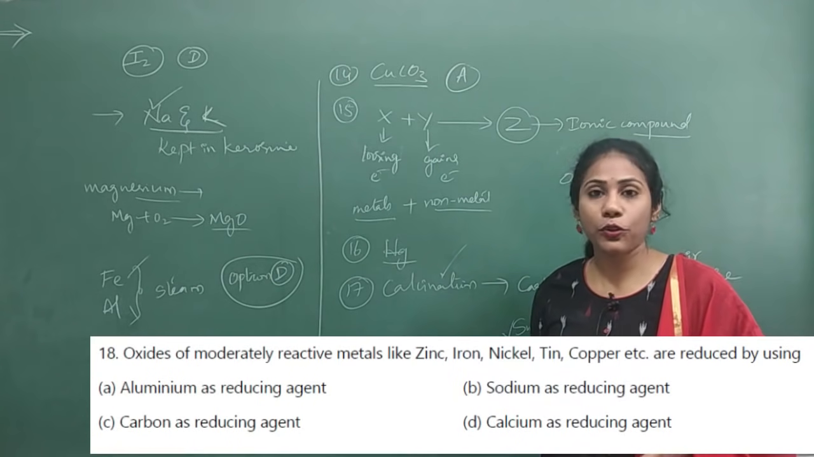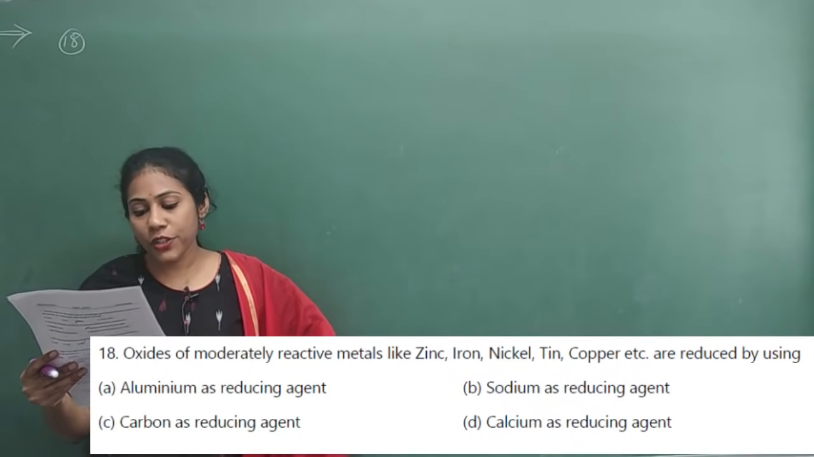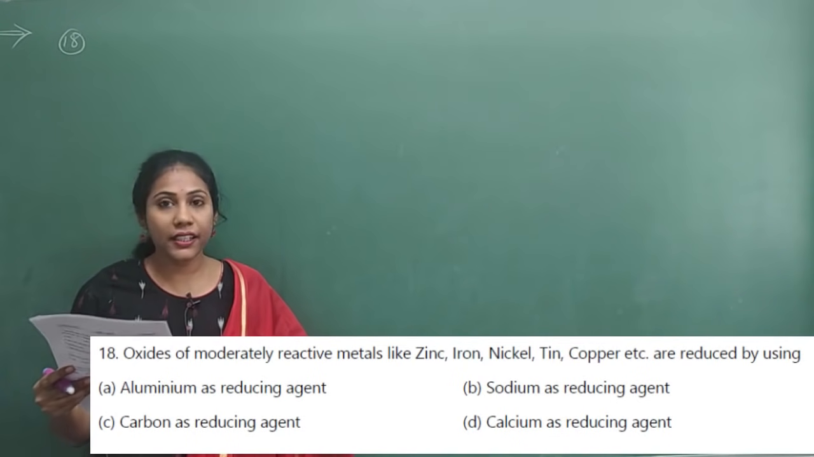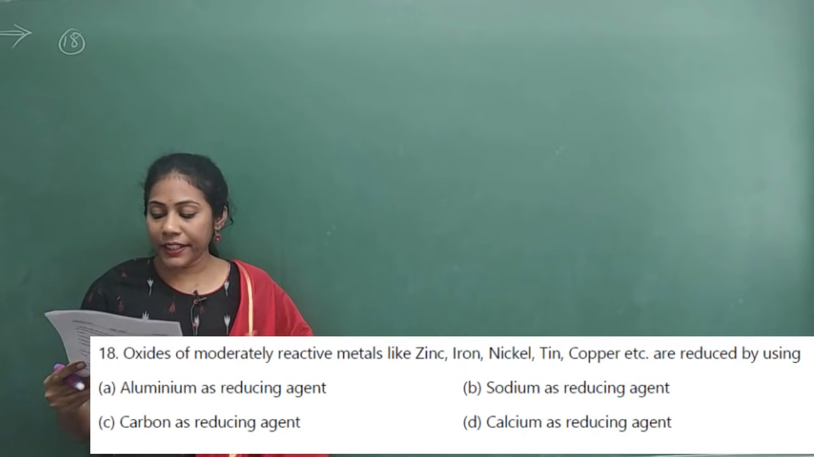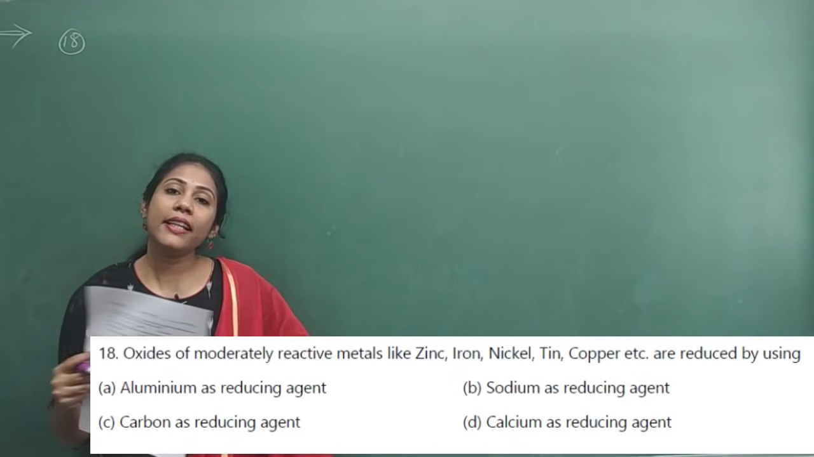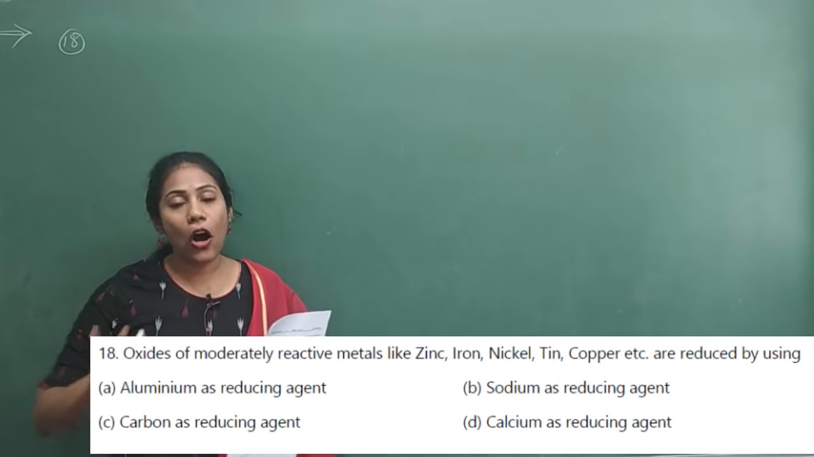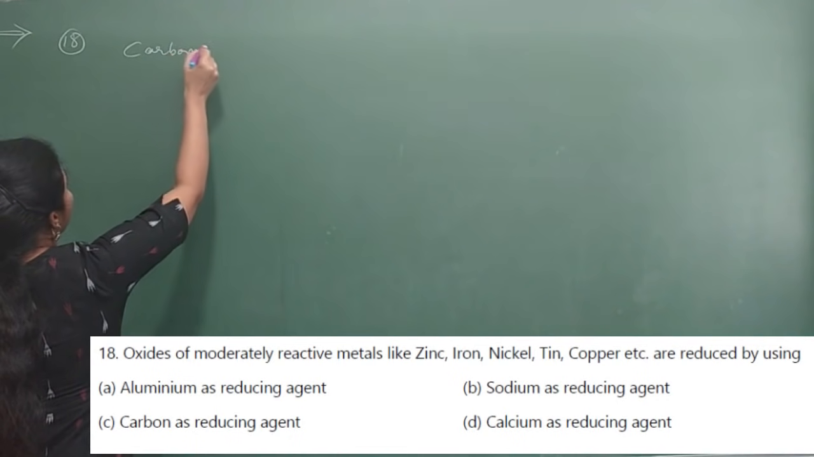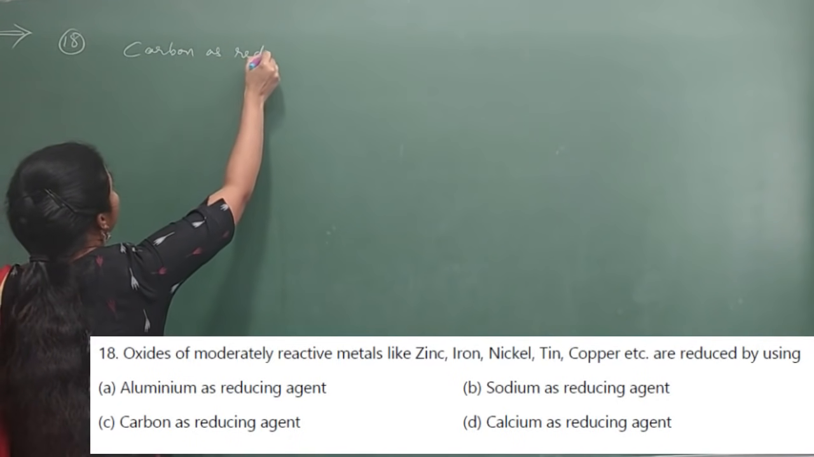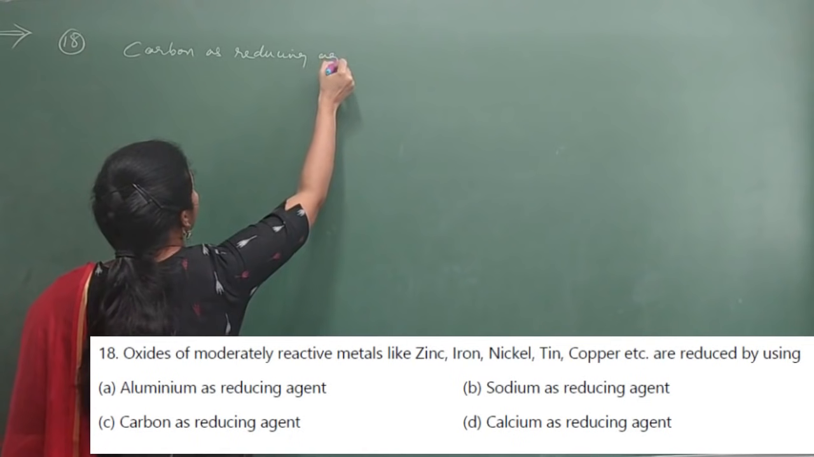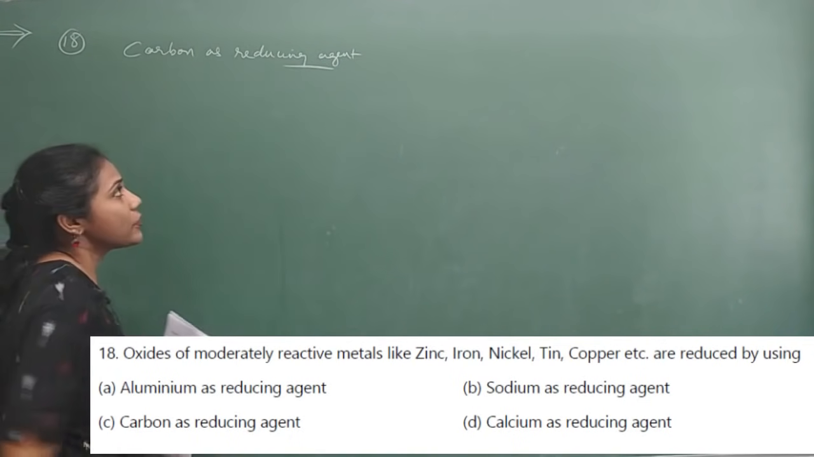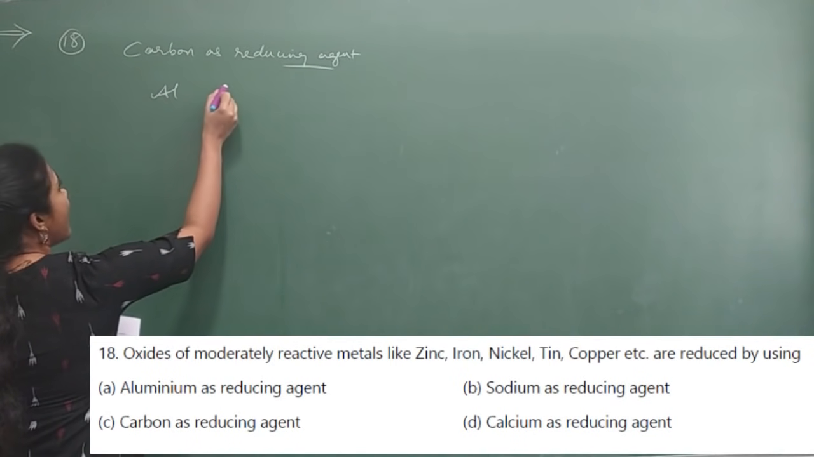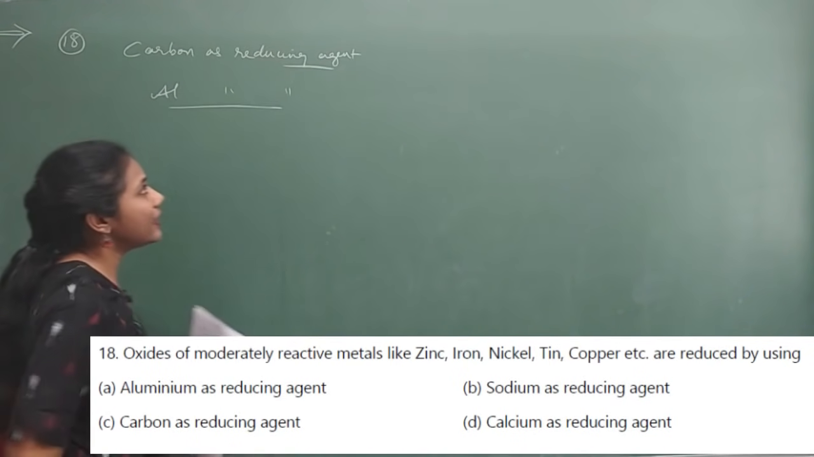Coming to the 18th question. Look at the question. Oxides of moderately reactive metals like zinc, iron, nickel, tin, copper, etc. are reduced by using carbon as a reducing agent. Remember, carbon as reducing agent. Okay, so for these, carbon is used as a reducing agent, and to some extent, aluminium is also used as a reducing agent. So both are correct here.